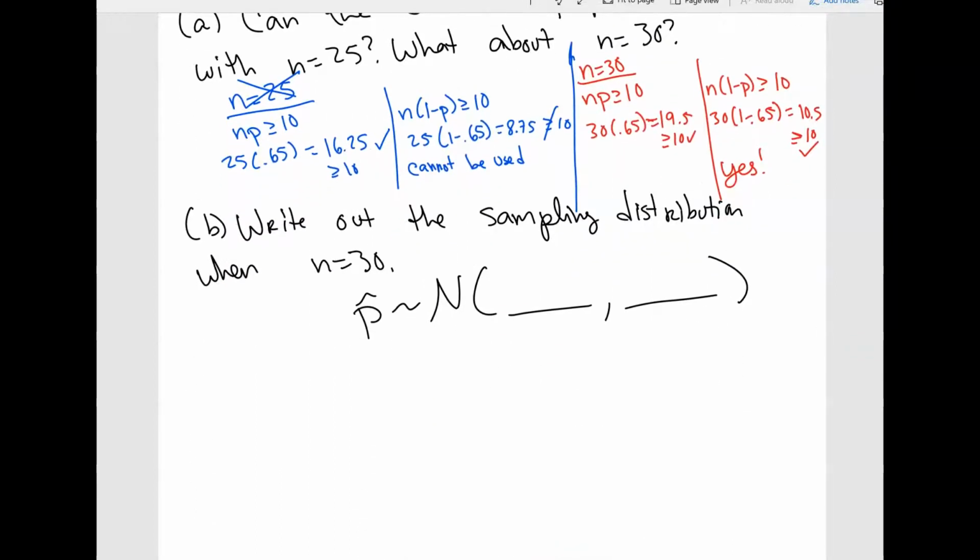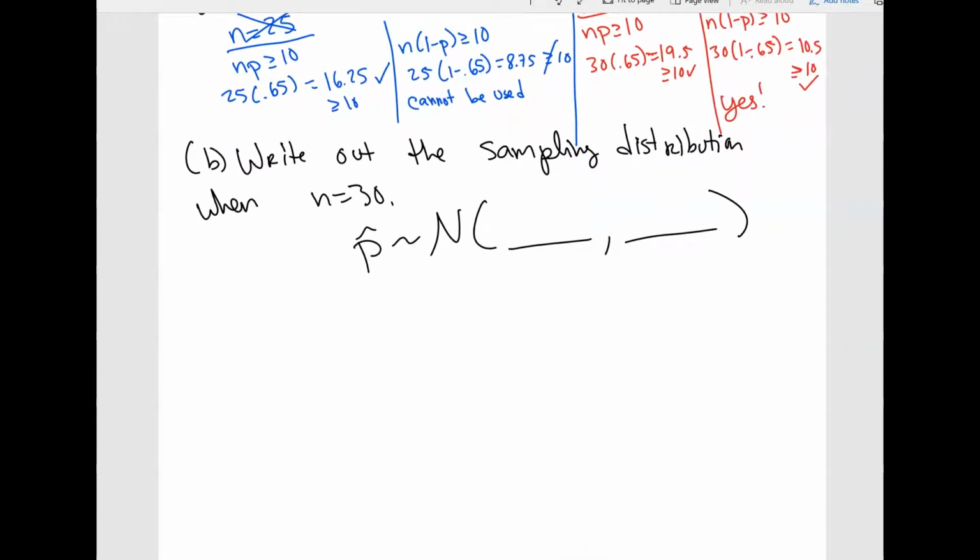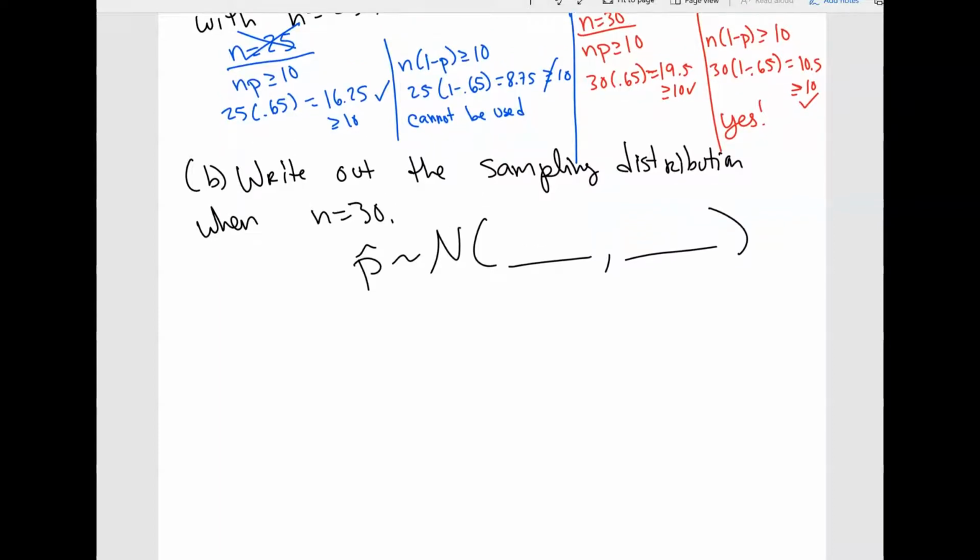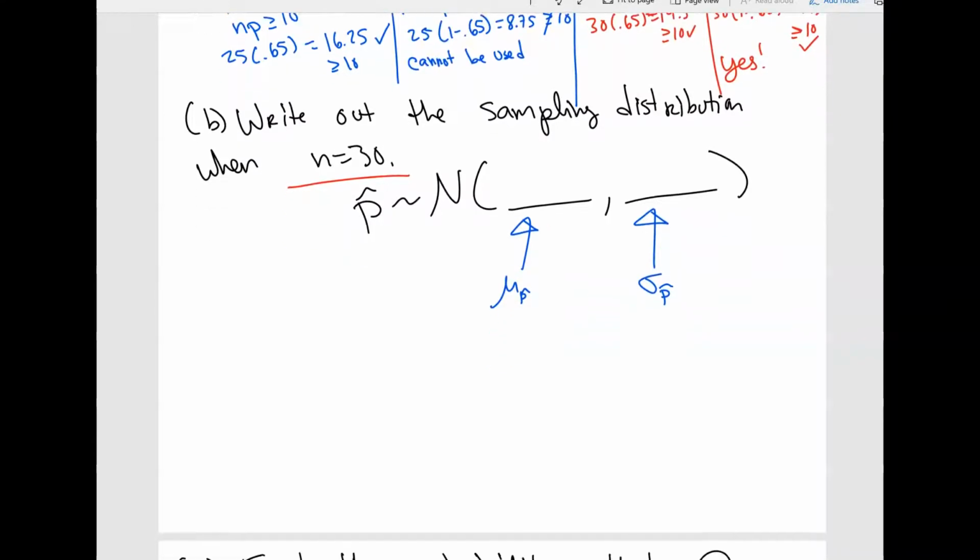Now in part B, we want to write out the sampling distribution when n equals 30. We already know that when n equals 30, this is able to be done. So now all we have to do is figure out the mean, which is the mean of p hat, and the standard deviation of p hat. The mean of p hat is just equal to p, which in this case was 0.65. So that was easy.